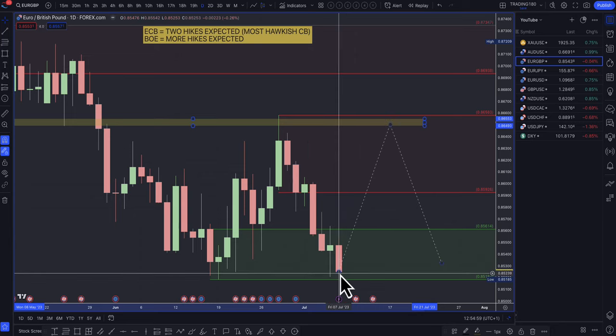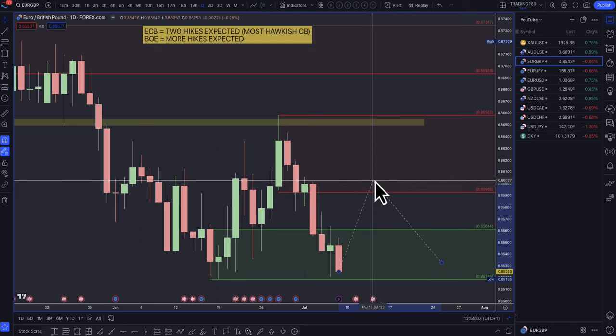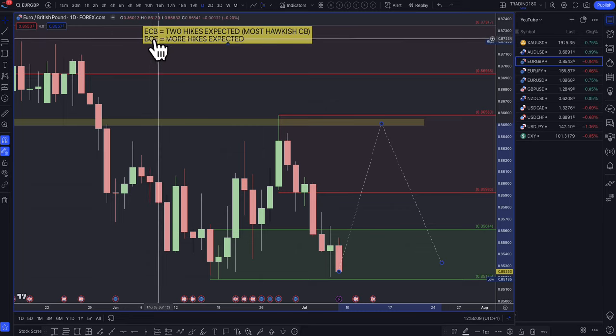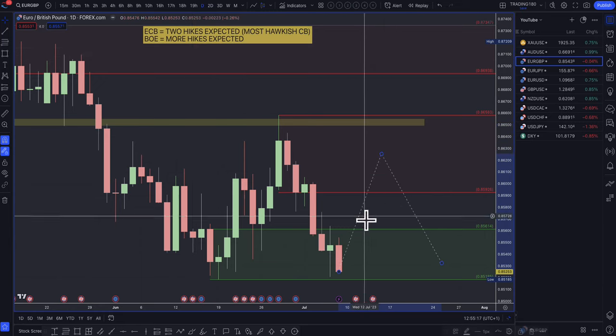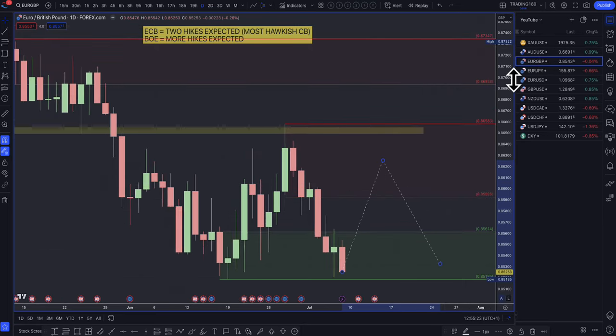I think that's a decent buying opportunity, but again, how far it will go depends upon how hawkish the ECB are, or how dovish, I won't say dovish, but any changes in the Bank of England and their hawkishness with rate hikes. So yeah, those are really your options this week.